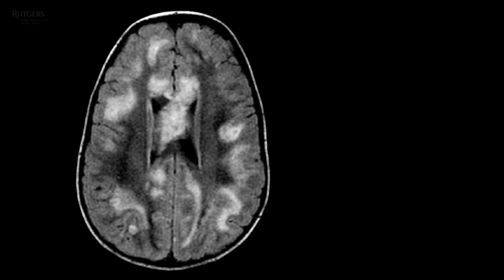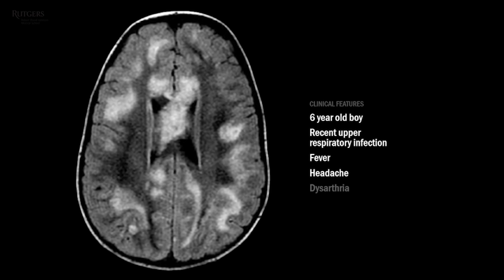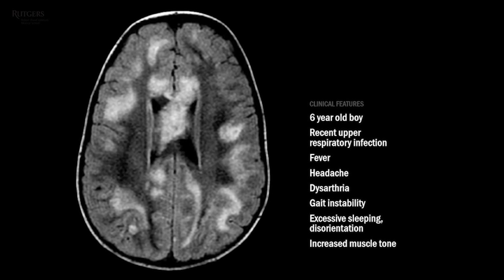At this point, I won't call out the imaging technique or brain structures. You're on your own now. Time to channel your inner neuroradiologist. Imagine you're in a very dark room and describe what you're looking at. I'll give you one clue. This is a 6-year-old, previously healthy young boy who had a mild upper respiratory tract infection 2 weeks ago, and now comes to the emergency department with 2 days of fever, headache, slurred speech, gait instability, excessive sleeping and disorientation, and increased muscle tone throughout.